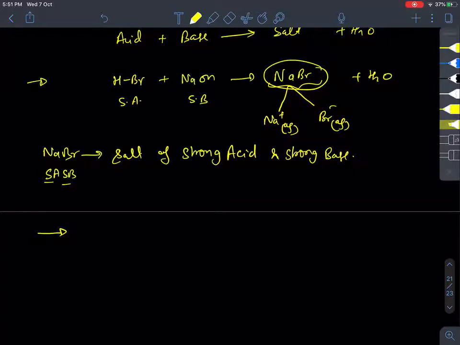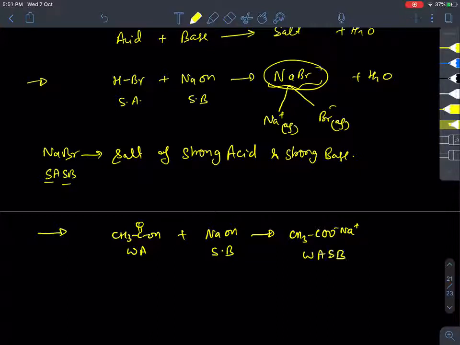Say for example, I'm taking a weak acid, like acetic acid, and this as a strong base. Then this will form what? Sodium acetate. This is a salt of weak acid, strong base, and plus water will form.